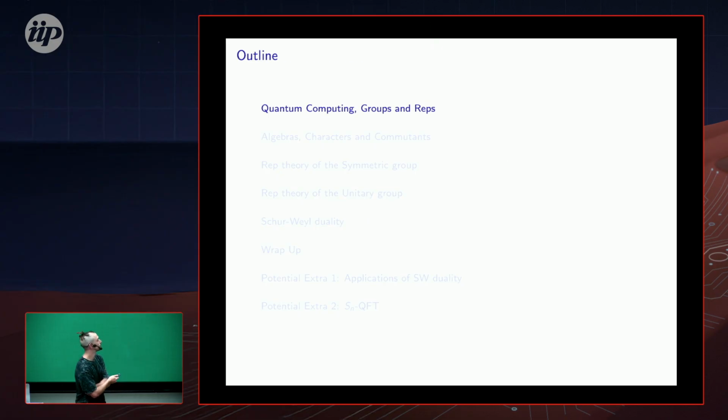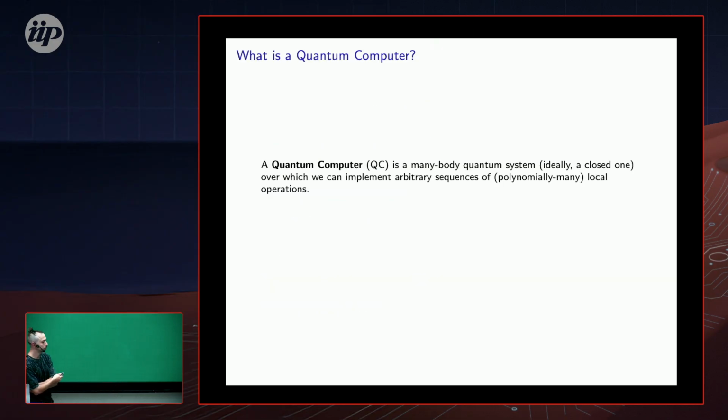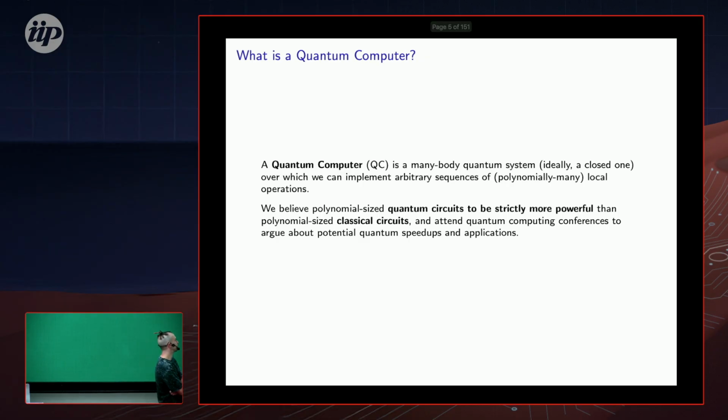Okay, so a quantum computer is a many-body quantum system that's ideally closed and over which we can implement an arbitrary sequence of polynomially many local operations. We believe that the power of polynomially sized quantum circuits is strictly larger than that of polynomially sized classical circuits, and we attend quantum computing conferences to argue about potential quantum speedups and applications.